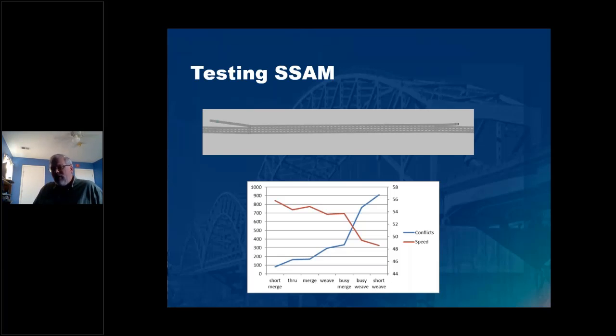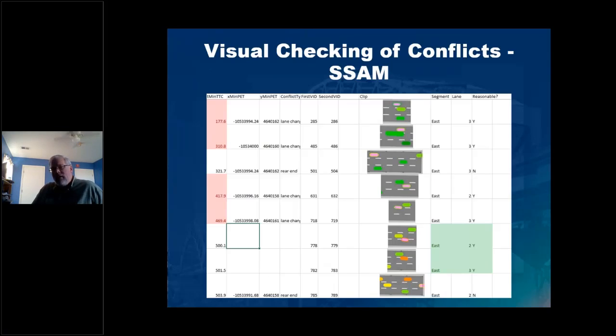But as I started getting results, I started getting kind of concerned. You see the graph at the bottom, where it was telling you that a short merge had fewer conflicts than just a basic freeway section, straight freeway, and fewer crashes than a standard merge. And so I couldn't really understand what was going on in that interaction between VISSIM and SSAM.